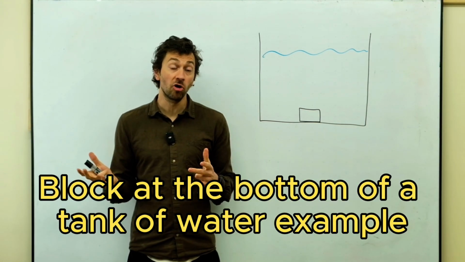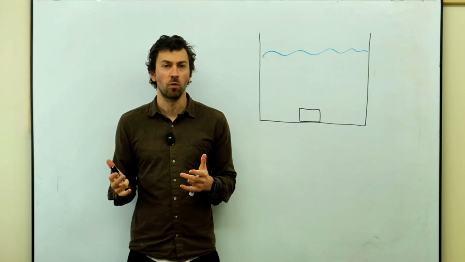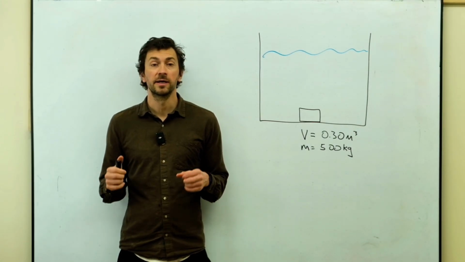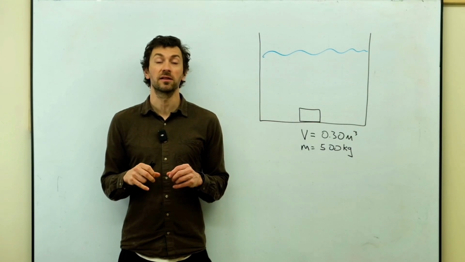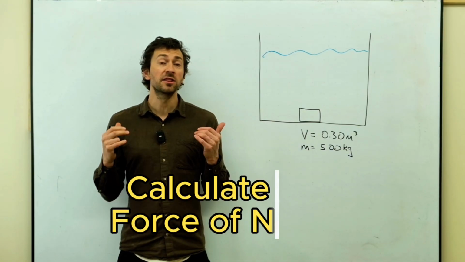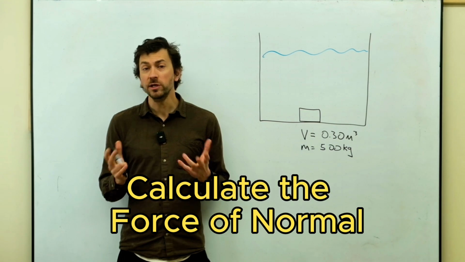Let's imagine there's a block at the bottom of a tank of water. Let's imagine the volume is 0.3 meters cubed and the mass of the block is 500 kilograms. So it's a big, heavy block. Let's calculate the force of normal. How would we do that?